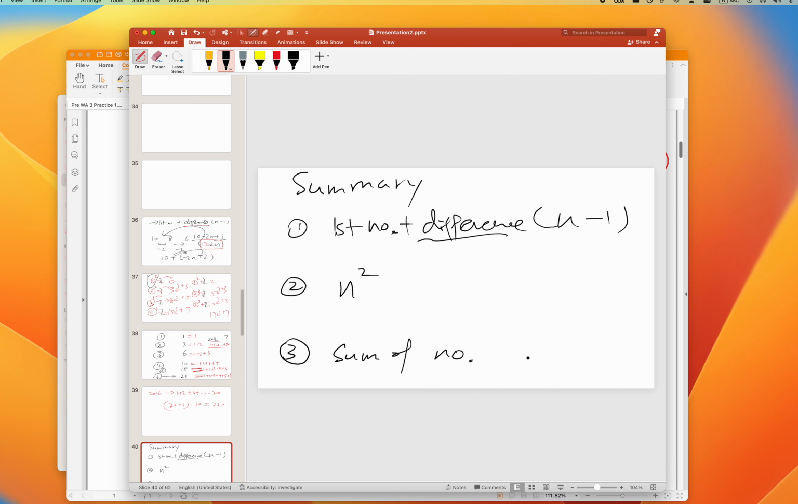Sum of numbers, which is 1 plus 2 plus 3 plus 4, that kind of thing. Do you want to take this down? Whenever you get a number pattern question, you might want to think of these three.